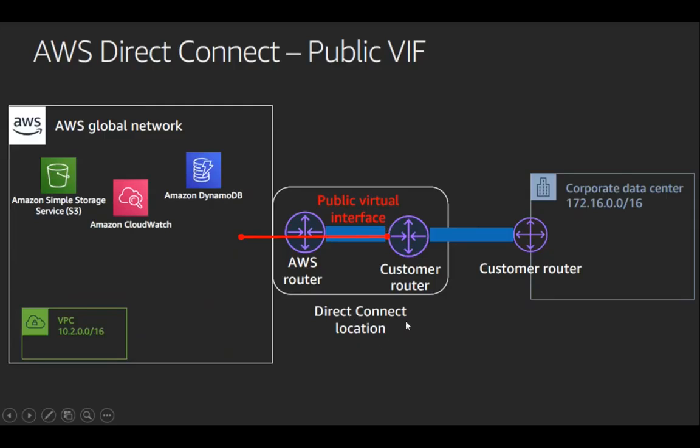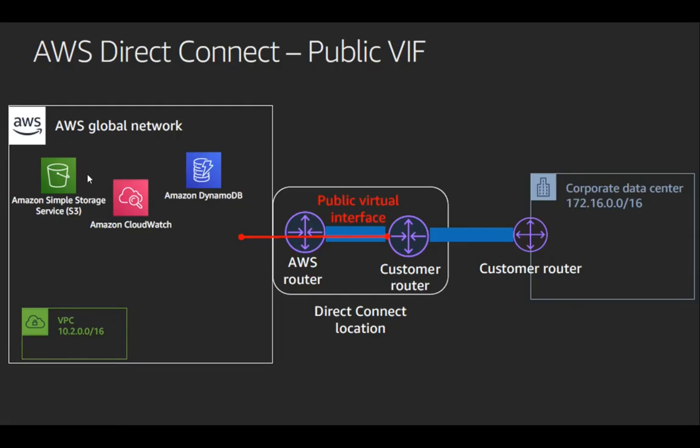We'll have Direct Connect location. We'll have our customer router sitting in the Direct Connect location. We'll have AWS router. Both would have a connection. Both will be paired. Our customer router in corporate data center will be paired with customer router in a Direct Connect location. And we are creating a public virtual interface in our Direct Connect so that we can connect to the AWS global services, which have a public endpoint.